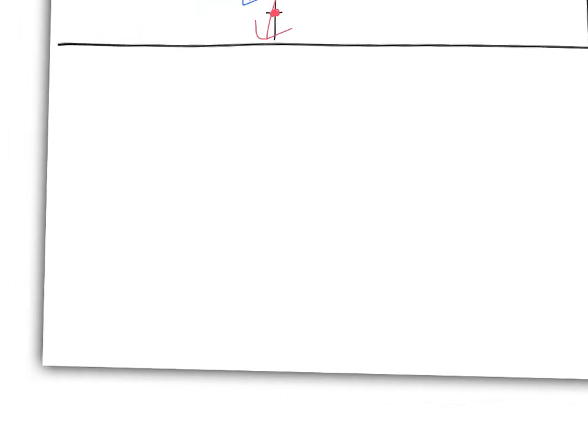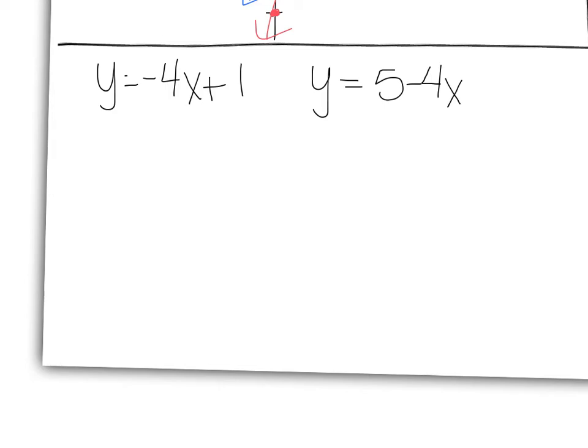Okay, these last two. Let's try y equals -4x plus 1 and y equals 5 minus 4x. Okay, so for my first line, I have a slope of -4, a y-intercept of 1. For my second line, it's a little mixed around, but remember my slope is the coefficient in front of x, so my slope is -4, my y-intercept is 5.